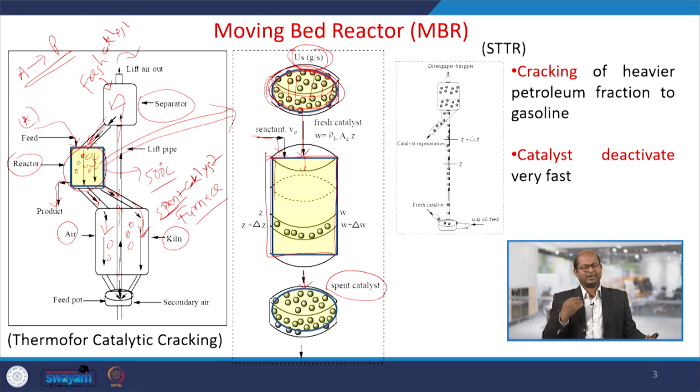So, the catalyst is moving slowly but steadily, and there is always movement, with the reactants coming in and the product maybe coming out here. For the fresh catalyst, if you want to know the total weight, we can multiply the density of the bed by the cross-sectional area and the total length or height of the reactor. So the total fresh catalyst used can be calculated easily by knowing the bed density, cross-sectional area and Z.